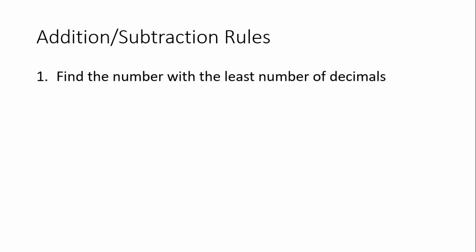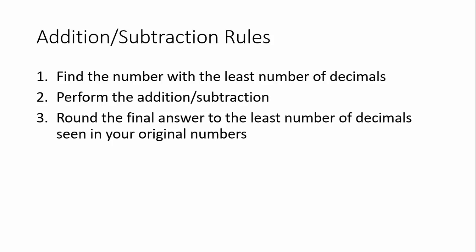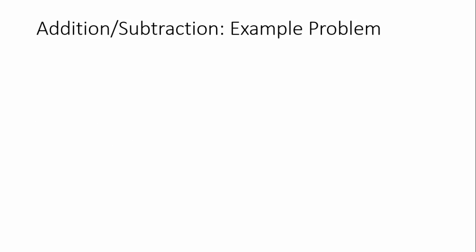So let's start with the addition and subtraction rules. First thing we need to do is find the number with the least number of decimals. Then we perform the addition and subtraction. And then finally, we round the final answer to the least number of decimals seen in your original numbers. Let's work a practice problem now.